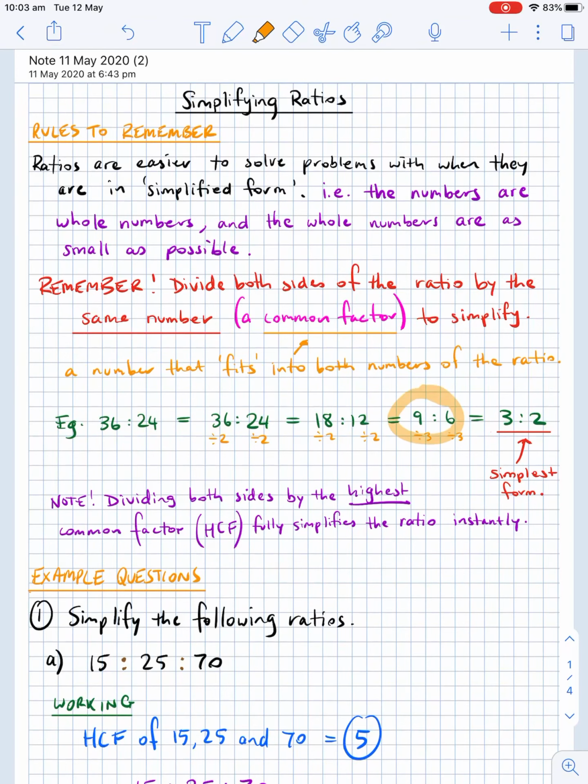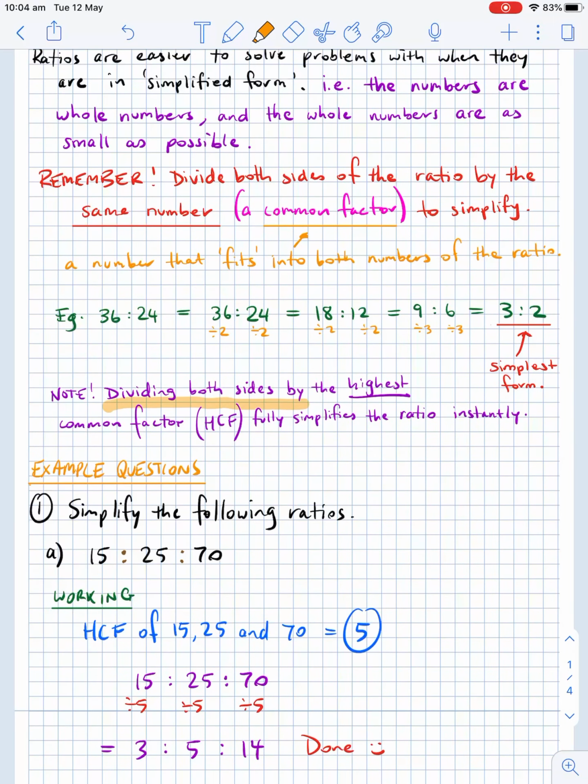And then 9 to 6 can go even smaller. You can think to yourself, hang on, 3 fits into both 9 and 6. So I can divide both of them by 3. And I get my simplest ratio, 3 to 2. Nothing except for 1 fits into both 3 and 2. And if you divide by 1, it won't change it. So it'll just stay like this. So that is what we call the simplest form of this ratio here. We'd much prefer to work with 3 to 2 rather than 36 to 24.